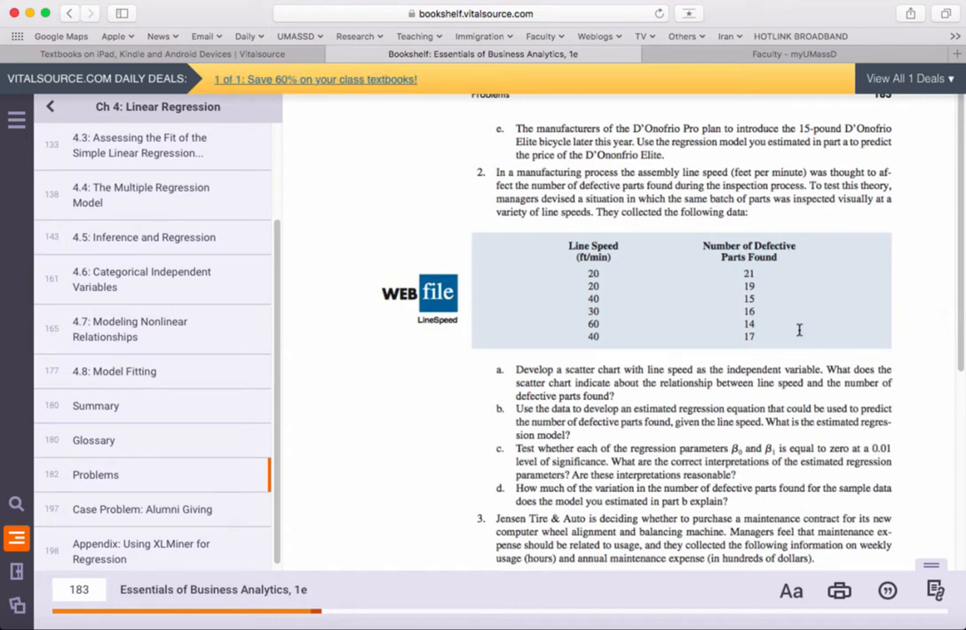6 observations. For the first part, we want to develop a scatter chart with line speed as the independent variable and number of defective parts as dependent variable. I want to know if the higher speed basically decreases or increases the number of defective parts. So let's start with part A.